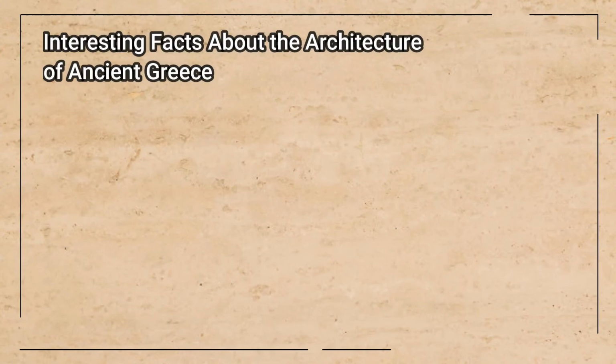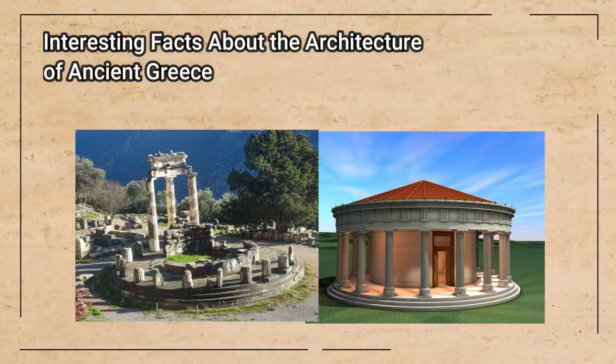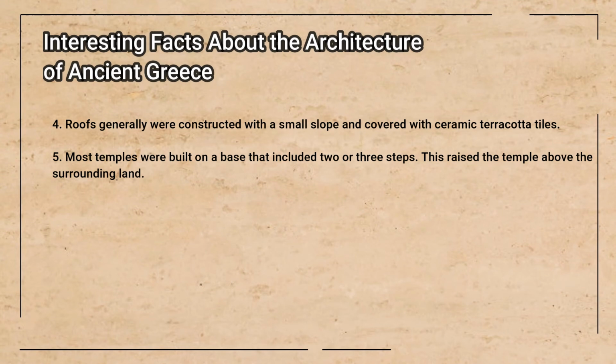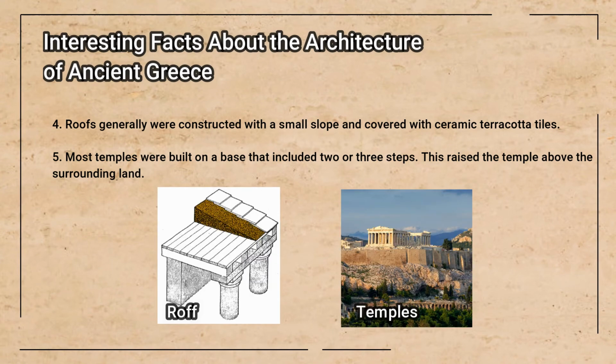Interesting facts about the architecture of ancient Greece. The Tholus was a small circular temple built by the Greeks. Major construction projects were managed by an architect who directed the workers and craftsmen. Many of the Greek temples and sculptures were painted with bright colors. Roofs generally were constructed with a small slope and covered with ceramic terracotta tiles. Most temples were built on a base that included two or three steps. This raised the temple above the surrounding land.